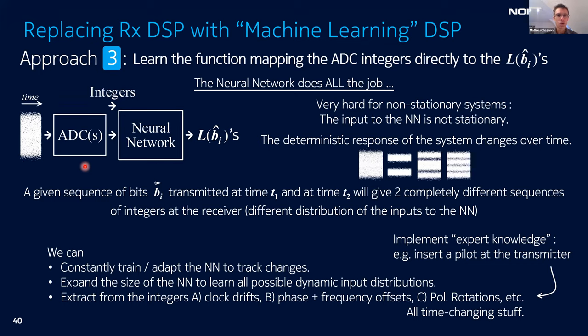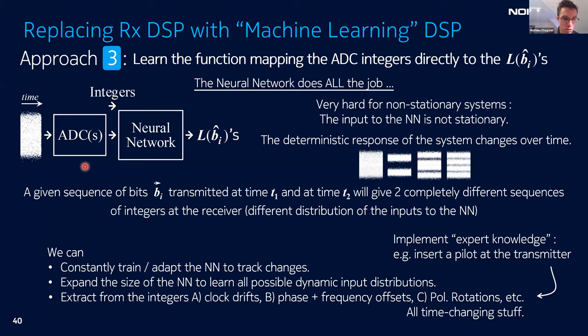So what we can do to deal with that, but again it's quite hard, is to constantly train, slash constantly adapt, the neural network to track these changes so as to stabilize the output, the capital L, even if the input is changing. This is not convenient because obviously if your neural net is huge and complex, you need to constantly train it. It's pretty computationally massive and expensive.